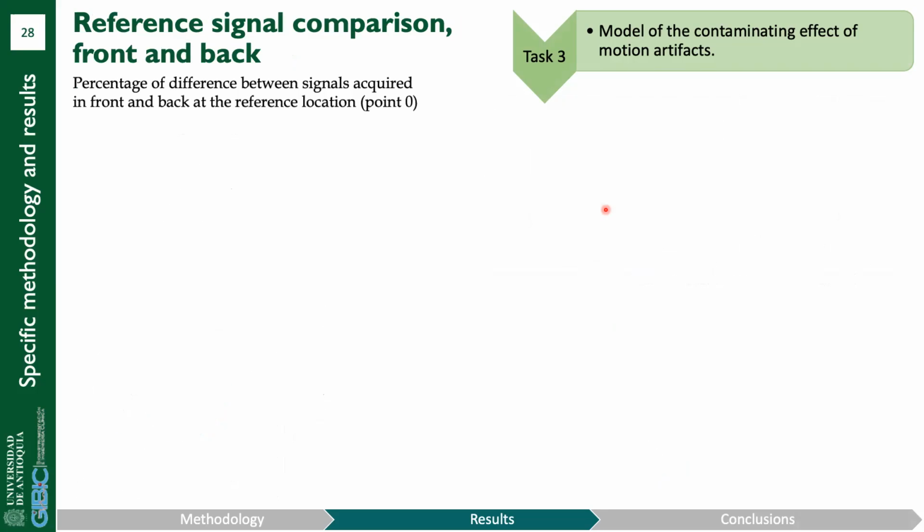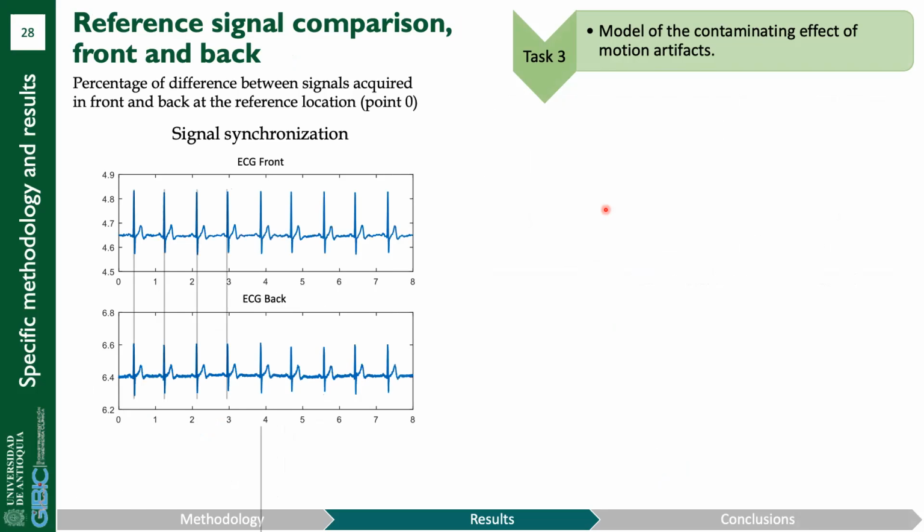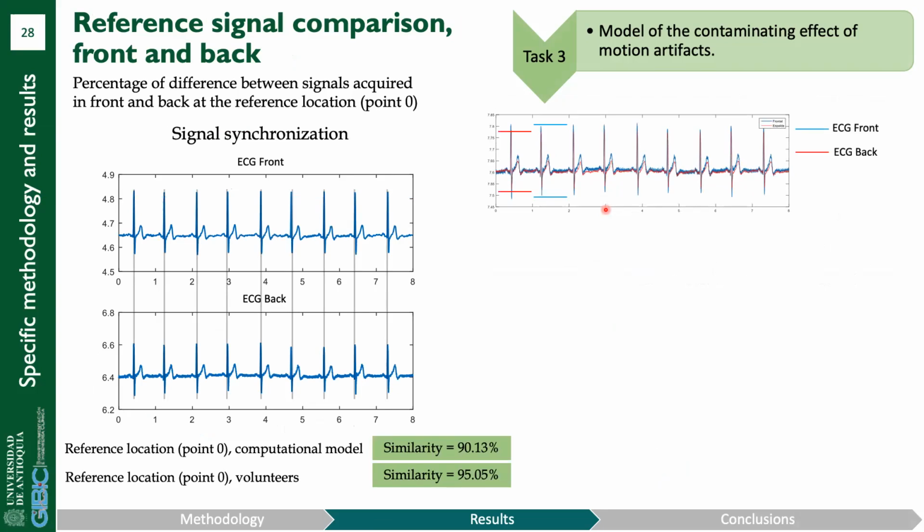With this model, we want to evaluate some ideas that we have about the development of this thesis. We test the signal acquired in the chest and in the back of the volunteer, at the reference points, checking whether it is possible to measure this information with a very good approximation. And we found with the computational model that the similarity between the signal acquired in the chest and in the back is near 90%, and measuring this similarity with the signal acquired from the volunteers, we obtain a similarity near 95%. With this, it's possible to conclude that it's possible to measure the signal in both places without a big difference.